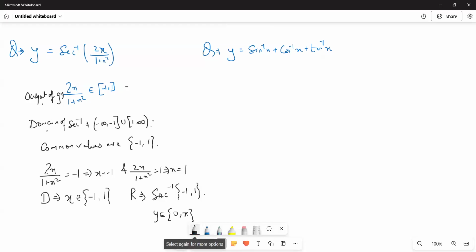For this question, a common silly mistake while finding the range is this: we know that sin inverse x plus cos inverse x is pi by 2, so we end up writing this as pi by 2 plus tan inverse x. Now tan inverse x is like a single expression, so we apply its range restriction, minus pi by 2 to pi by 2. And that ends up giving us the answer as 0 to pi, which is completely wrong.